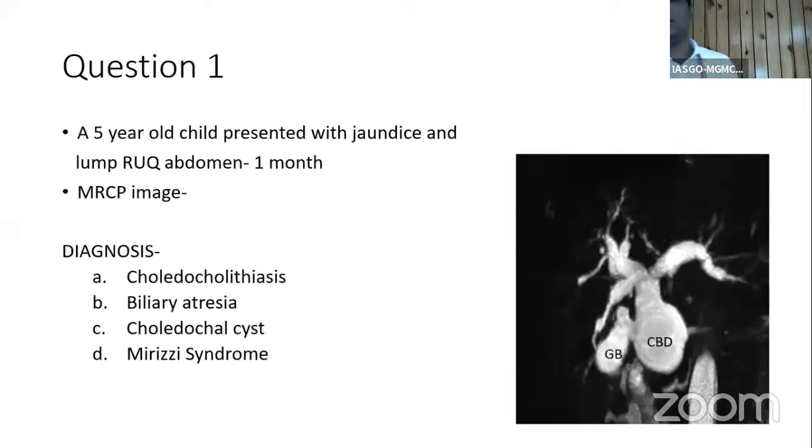A 5-year-old child presented with jaundice and a lump in the right upper quadrant of the abdomen. It was noticed by her mother since 1 month. This is the MRCP image. What is the most likely diagnosis in this patient? Is it choledochal lithiasis, biliary atresia, choledochal cyst, or Mirizzi syndrome? Choledochal cyst, right? So coming to question number 2.